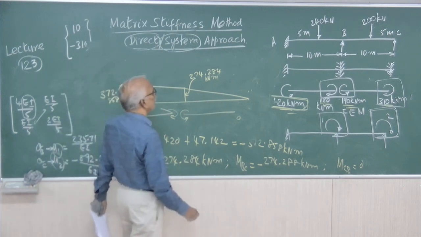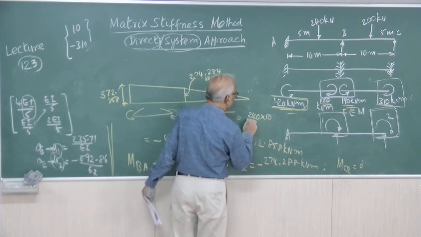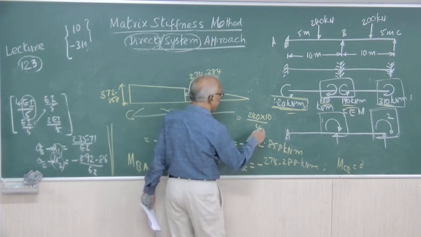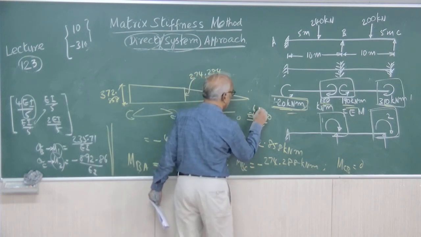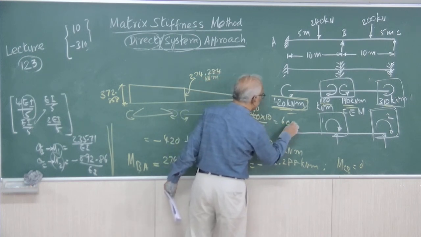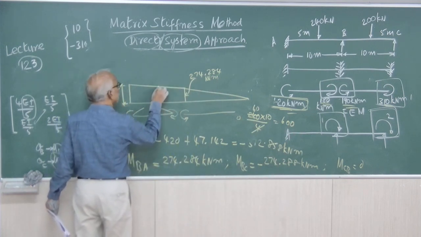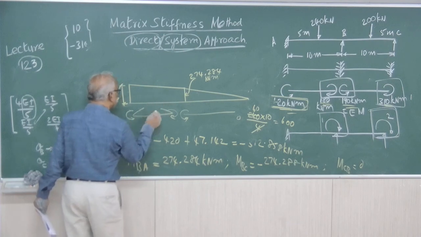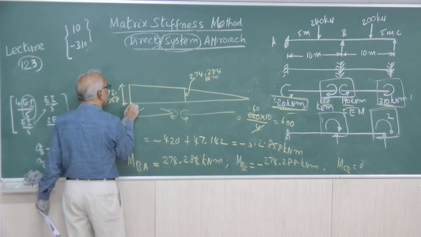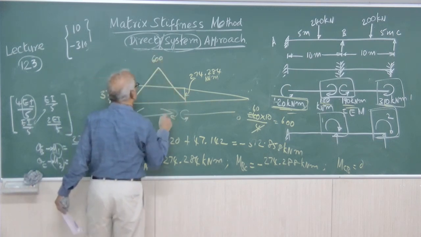Here this will be WL by 4, which is 240 into 10 by 4. WL by 4, the simply supported moment for span AB, will be 60 into 10 equal to 600. So this will be 600. This is to check whether the ordinate is above this line or below, because sometimes we get the ordinate less than the ordinate at the center. Here it is clearly known, it is 600.